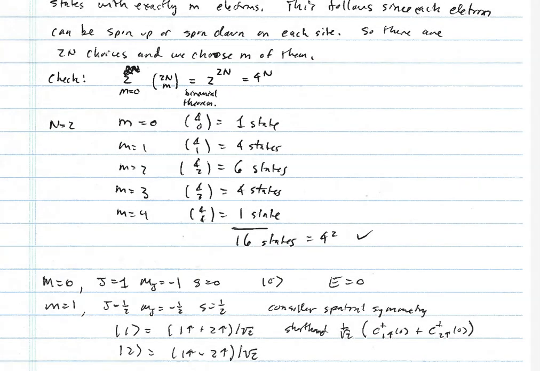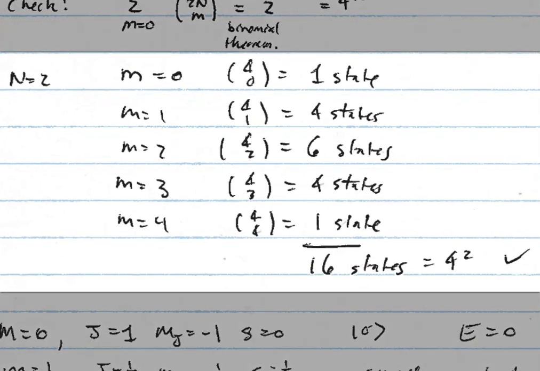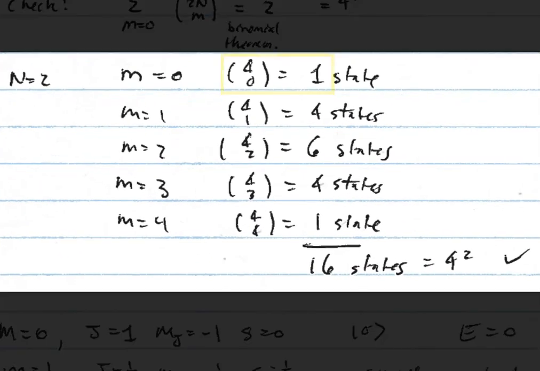So let's get concrete. We're going to work with big N equals 2, and that means I can have 0, 1, 2, 3, or 4 electrons on the site. Let's count the combinatorics. 4 choose 0 is equal to 1. 4 choose 1 is equal to 4. 4 choose 2 is equal to 6.